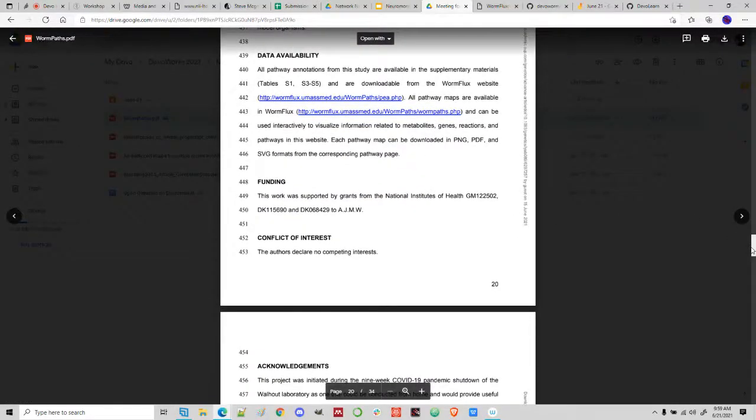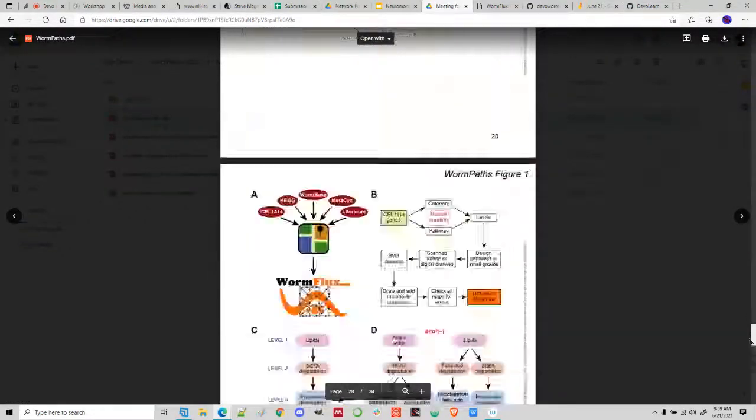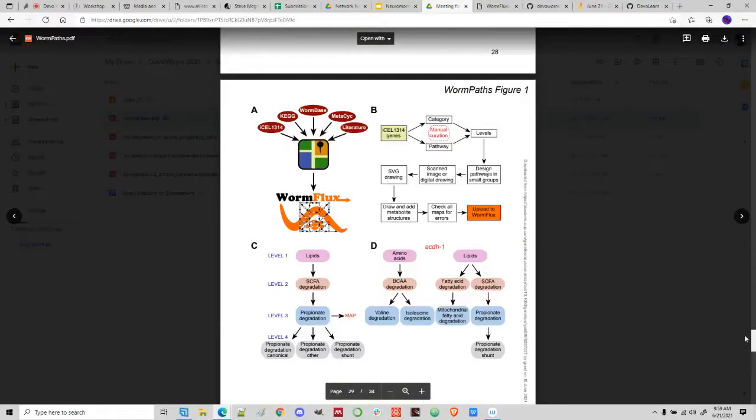Let's see, I want to see if they have any images. Oh, here we go. Okay, so this shows sort of the basic idea of WormFlux.